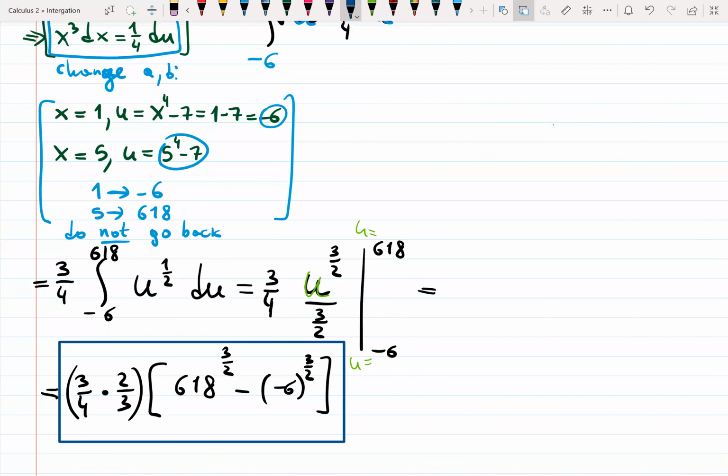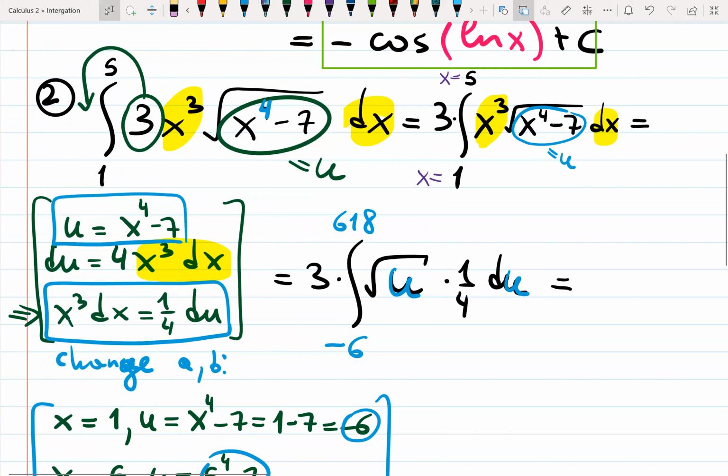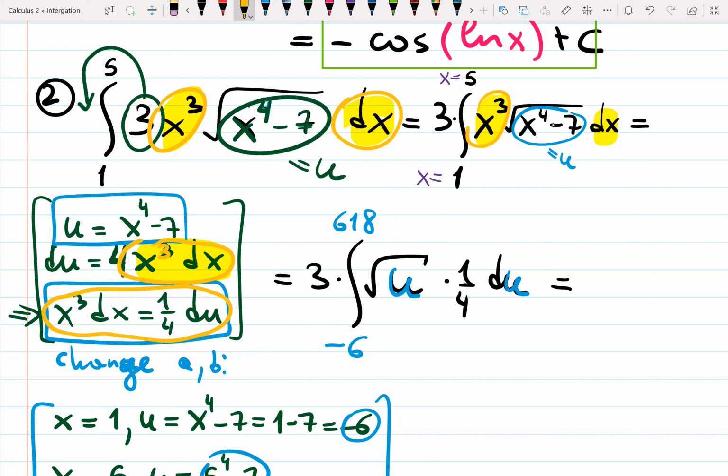What did you do with the x cube? Let me find it and explain. X cube. That's a good question. Where did it go, right? If everything inside of the square root, x to the 4 minus 7, is u, then du is 4x cube dx. Now I want to plug it here. We have x cube dx. So x cubed dx is, solving for it, 1/4 du. So whatever that thing in yellow became 1/4 du. Here it is. So x cubed dx became 1/4 du. Let me know if that makes sense.